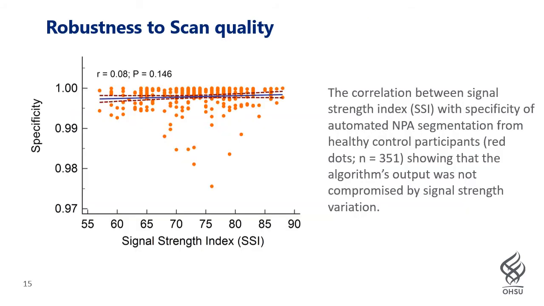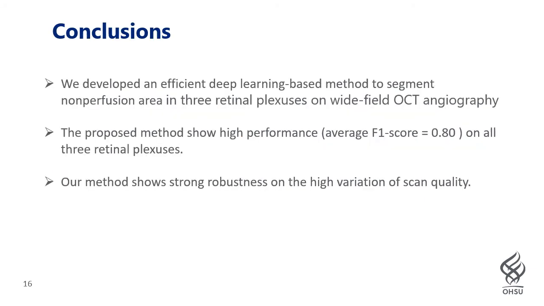We also evaluated the robustness of our method to scan quality. The correlation between signal strength index and the specificity of automated NPA segmentation from healthy control participants shows that the algorithm's output was not compromised by signal strength variation. In conclusion, we developed an efficient deep learning-based method to segment non-perfusion area in 3 retinal plexuses on wide-field OCTA. The proposed method shows high performance on all 3 retinal plexuses. Our method shows strong robustness to high variation of scan quality.